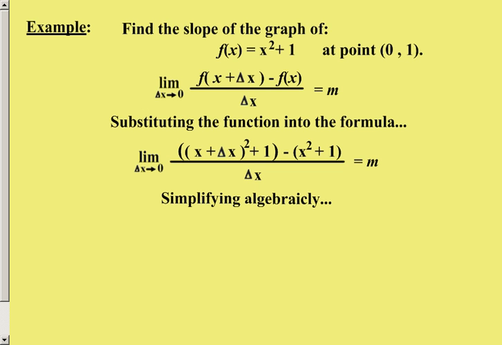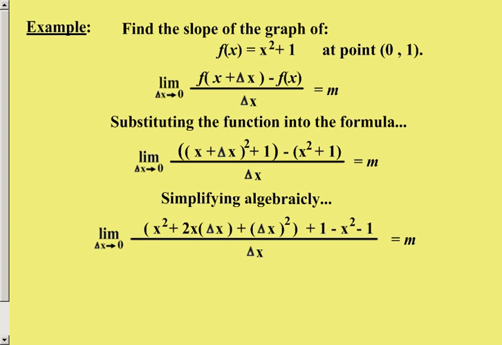Okay, now simplifying the algebra here, we've got a binomial being squared on the left side of the numerator, and we've got some subtraction going on the right side, so we need to do a little distribution. After doing the distribution of the binomial, we have x squared plus 2x delta x, plus delta x squared, and then we've got the plus 1 hanging on to the end of that, and then the distribution on the right side. Okay, we have negative x squared and negative 1, and again the denominator remains unchanged for the moment.